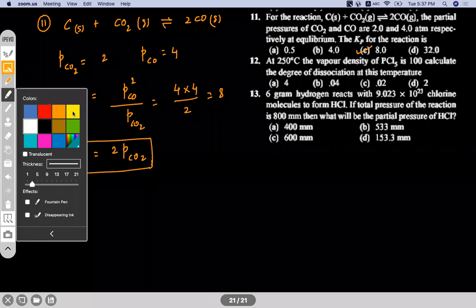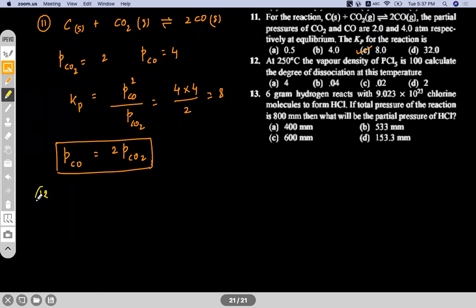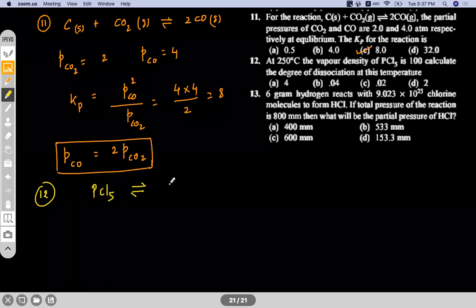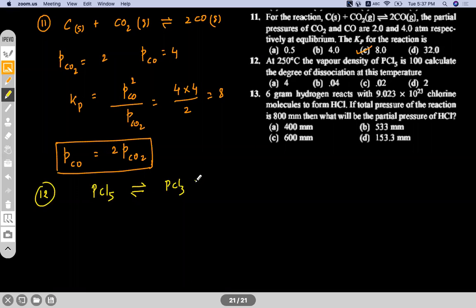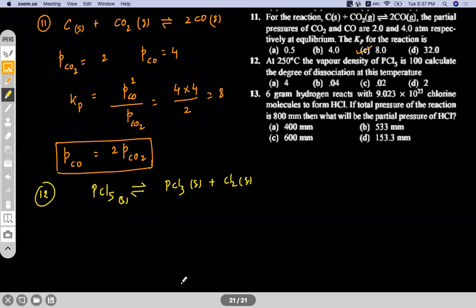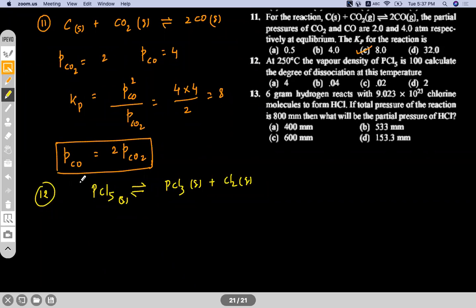Okay, next question. What is the answer? Next one, number 12. At 250 degrees Celsius, the vapor density of PCl5 is 100. So PCl5 dissociates as PCl3 gas and Cl2 gas. At 250 degrees Celsius, the vapor density is given, meaning the vapor density of the mixture, so small d is given. That is 100.